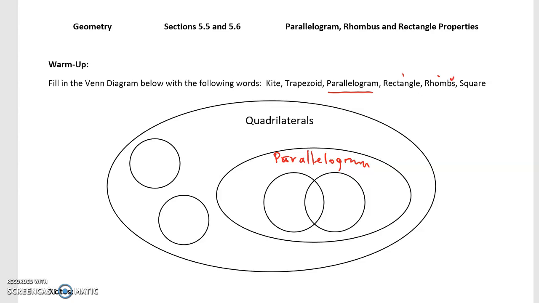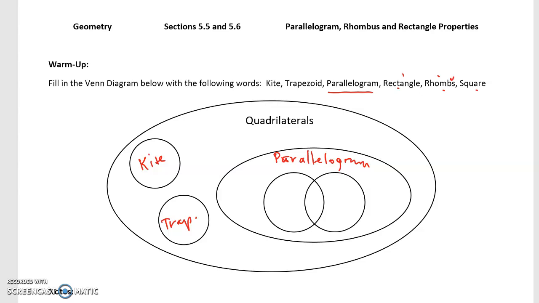So that means if we look at the words kite and trapezoid, they are in these two sets here, because a kite and a trapezoid don't have any common features, nor are there any other specific types of quadrilaterals that share their features but are distinct from them. So under the parallelogram umbrella here, we have rectangle, rhombus, and square.